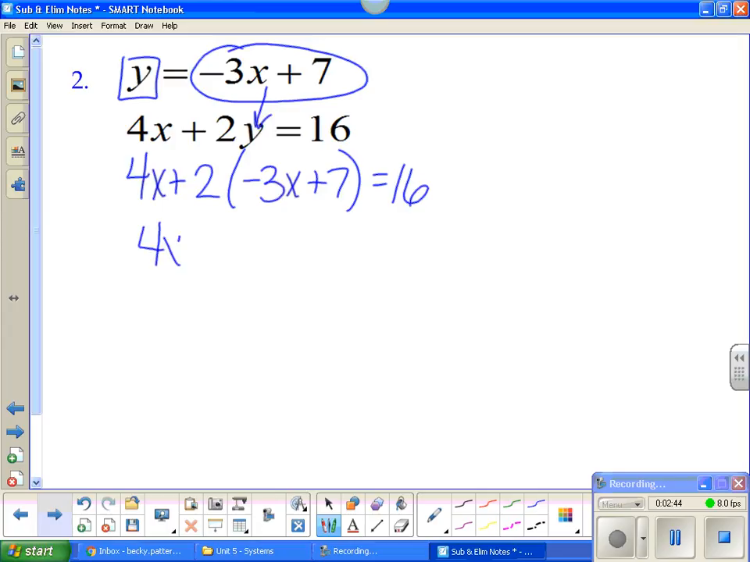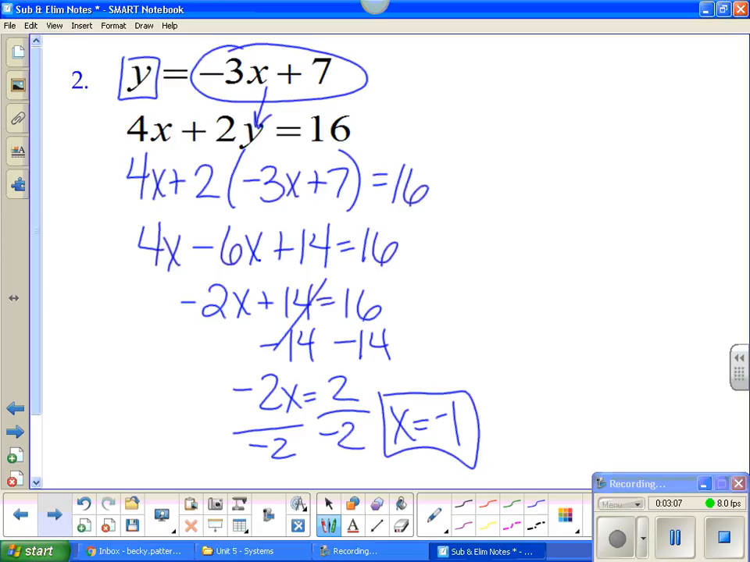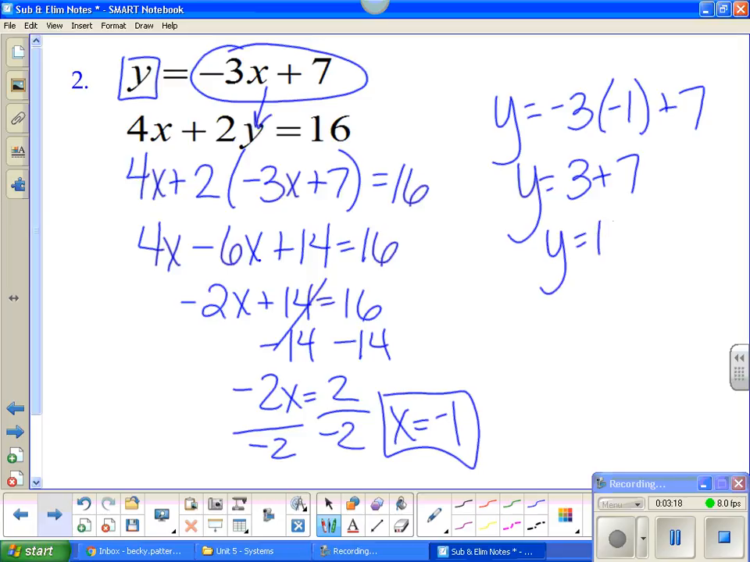and then I just clean. Distribute my 2. Combine my like terms, so I have a positive 4x and a negative 6x. That's negative 2x. Okay, so there's the x. And then I'm going to go back into what I circled and take my negative 1 and plug it in for x. So the point where the two lines cross is negative 1, 10.